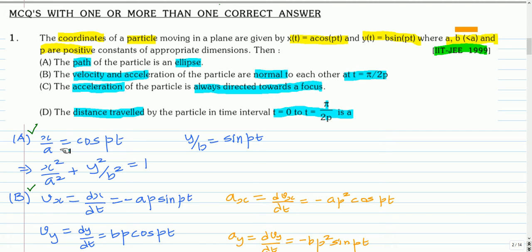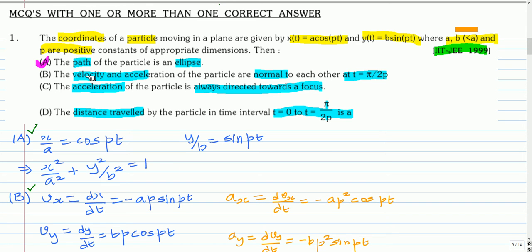So x is given as a cos pt. From that we get x by a as cos pt and y by b as sin pt. If we square and add, we get x square by a square plus y square by b square equal to sin square plus cos square, which is 1. So this is the equation of an ellipse. This is how x and y of the motion are related. So this gives the path of the motion. So the path is an ellipse. So option 1 is correct.